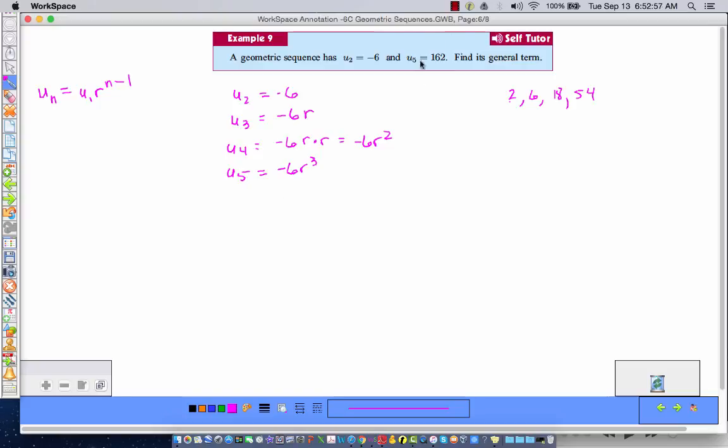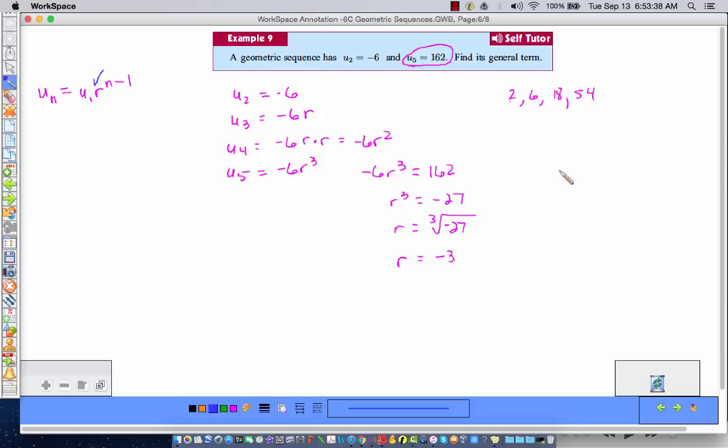Now, we also know that the fifth term is 162. So I have -6r cubed is equal to 162. Just trust me on this, if I divide 162 by -6, I get -27. So I take the cube root of -27, and I get my common ratio, -3. Okay, so I have my common ratio. All I need is U sub 1.